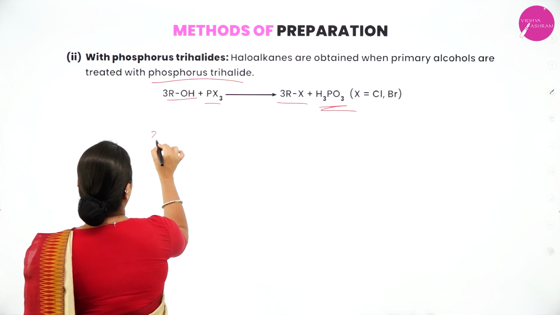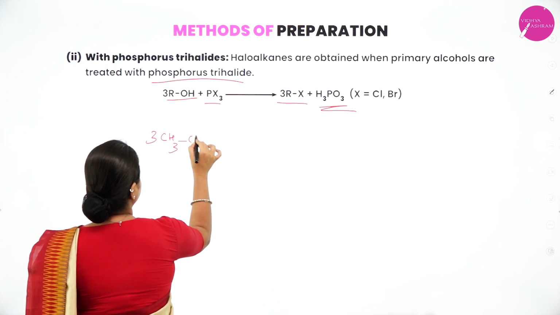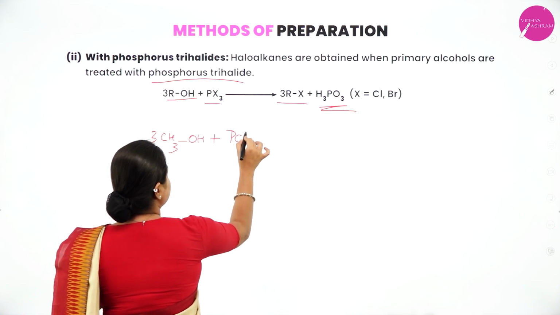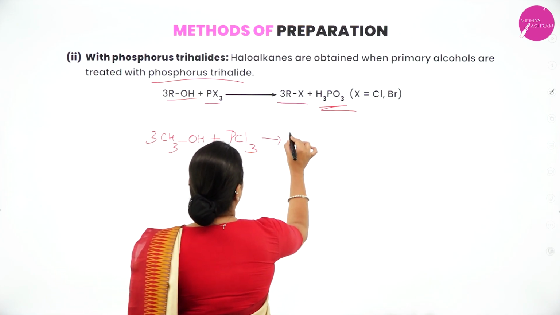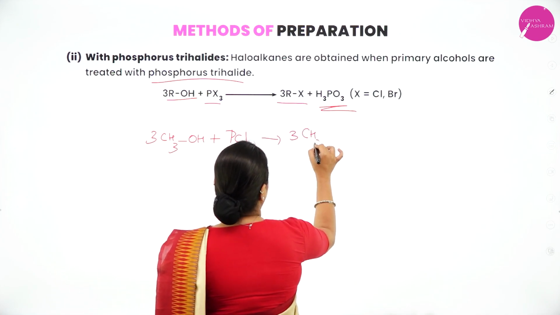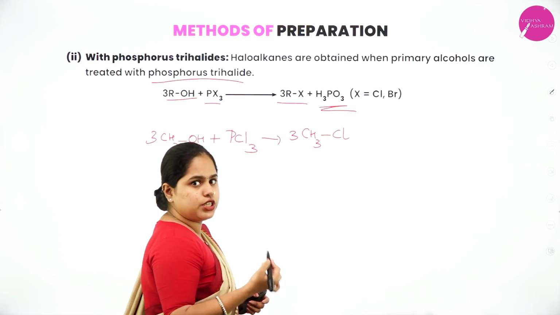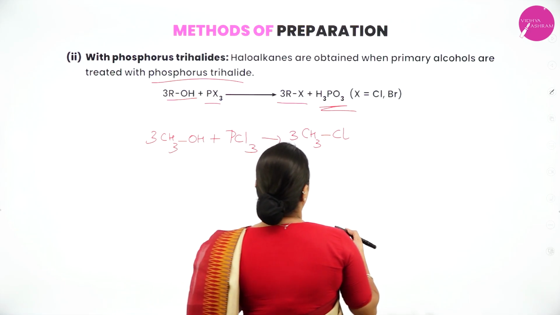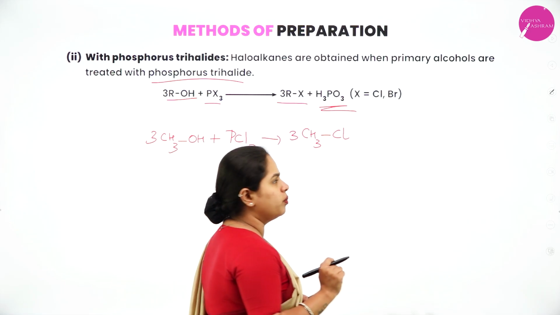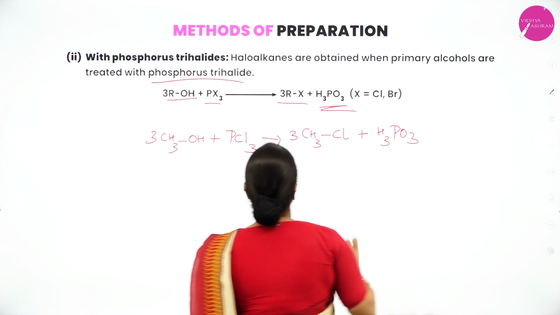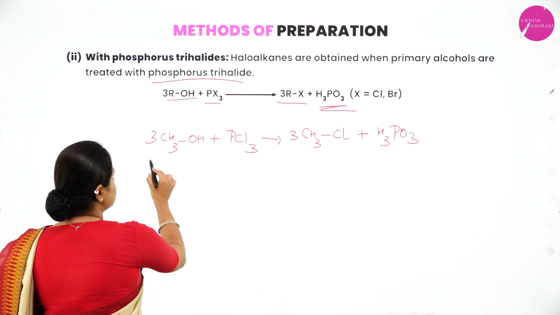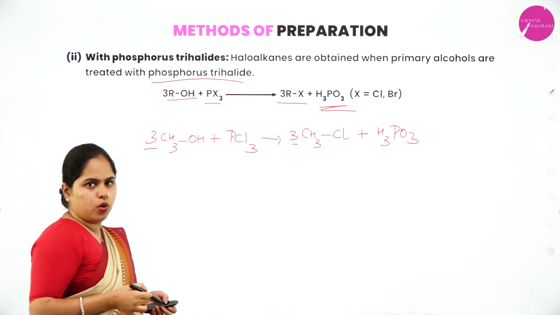So let's take an example. 3 moles of CH3OH when it reacts with, let's take PCl3, that is phosphorus trihalide. What will happen? You will get 3 moles of CH3Cl, alkyl halide. Which alkyl halide? It is methyl halide. What is the IUPAC name? It will be chloromethane, right? And you will get H3PO3. So to balance it, we are using 3 moles and 3 moles here. So I hope it is clear.